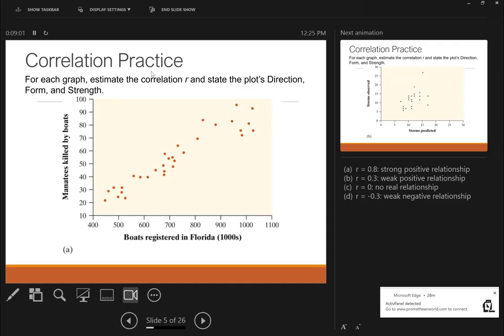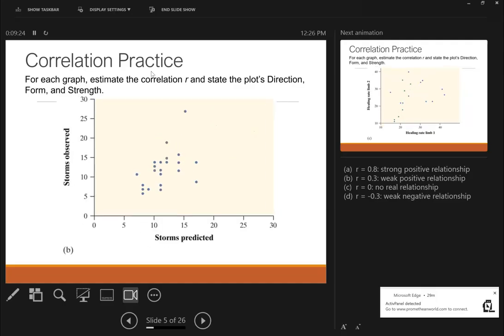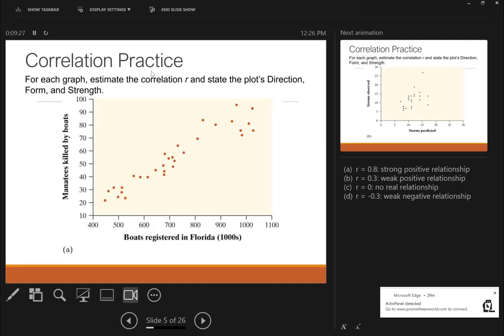Can someone tell me the direction, form, and strength? The direction is positive. That's correct, Katie. The form would be linear. It looks like a straight line. And the strength would be very strong, because we picked an R value in between 0.75 and 1, right? So that is correct. I think the actual R value for this when I did the calculation was 0.8, rounded to 0.8 anyway, so that was quite a good estimate.